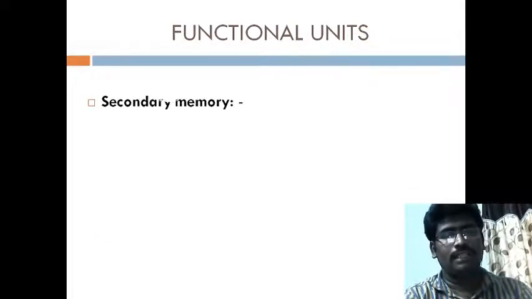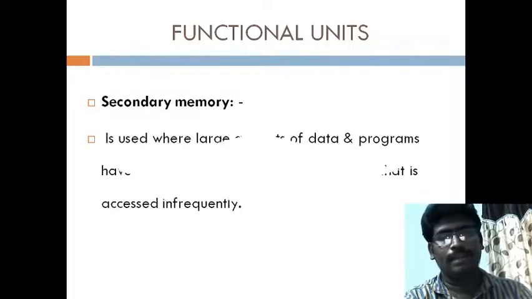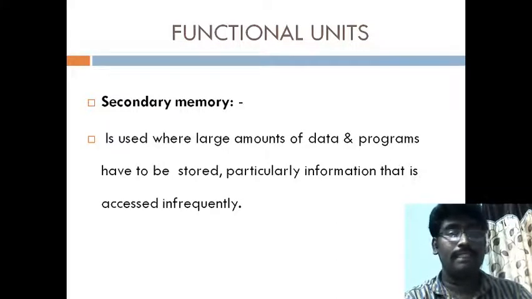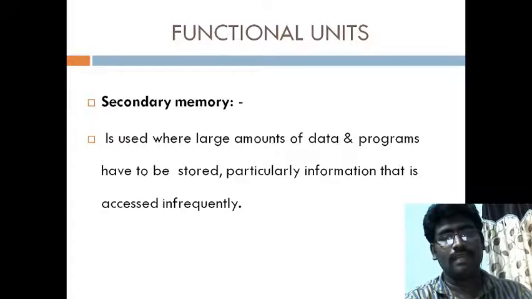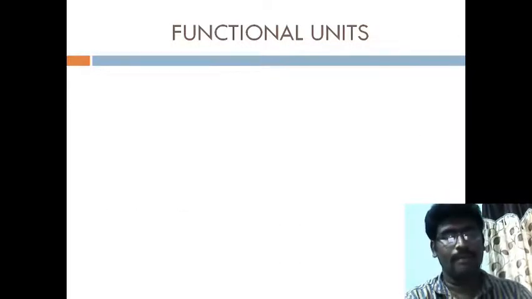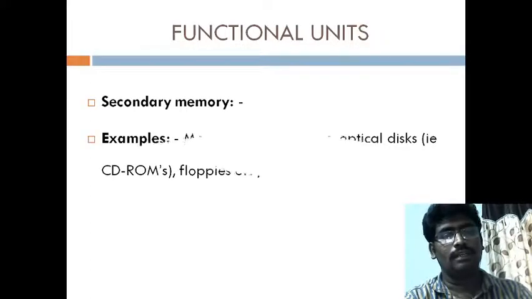After that we will understand what secondary memory is. Secondary memory is a permanent storage memory. Here all the programs and data, large amounts of data and programs, will be stored permanently, and whenever we access a program stored in the secondary memory, it will come and be stored in the primary memory. That we need to understand very clearly. So that is about the secondary memory.